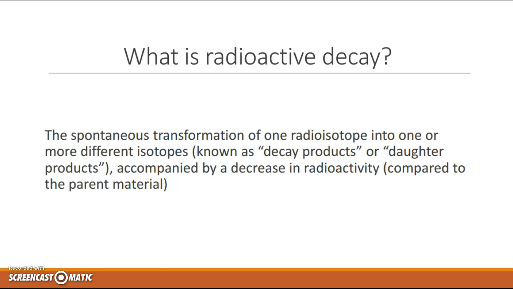Now this is also going to be accompanied by a decrease in radioactivity. So after this process is complete, the final product is going to be less radioactive than the original product. Now a little more vocabulary for us is that the original material is called the parent material. And now what is produced is going to go by what we'll say is the daughter products.